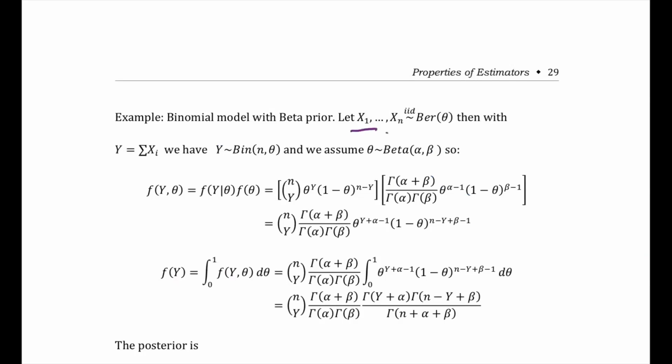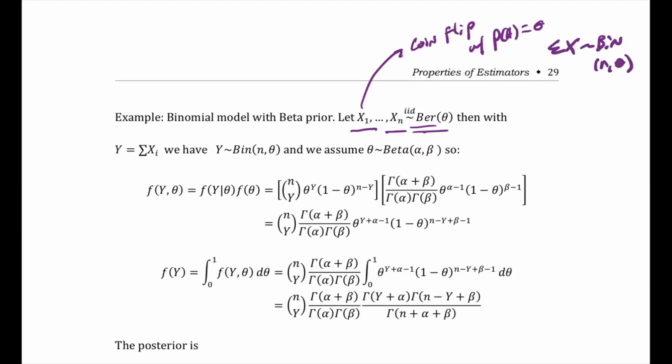So I'm going to let my X's be Bernoulli. This is just a coin flip, with the probability of heads equal to theta. Well, if I have a bunch of Bernoullis, then I can add up how many coin flips, and that will be binomial. That's the same thing: binomial of n tries with probability of success theta. So that's what I have here.